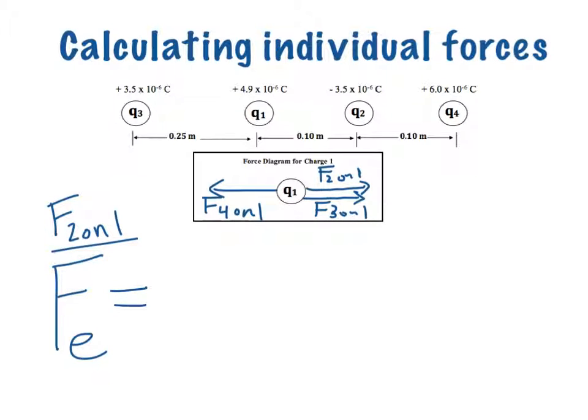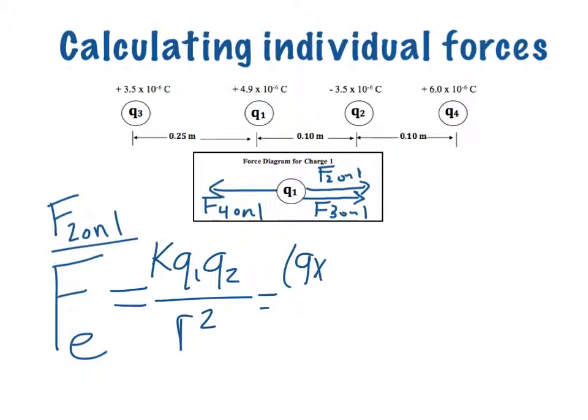So the electrical force, remember, is equal to Coulomb's constant K times Q1 times Q2 over R squared. Those are the values I would use there. Remember, K is always 9 times 10 to the 9th. Q1 in this case is 4.9 times 10 to the negative 6th.